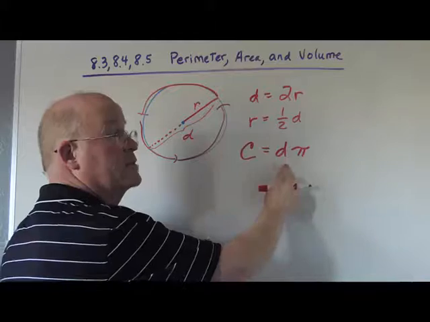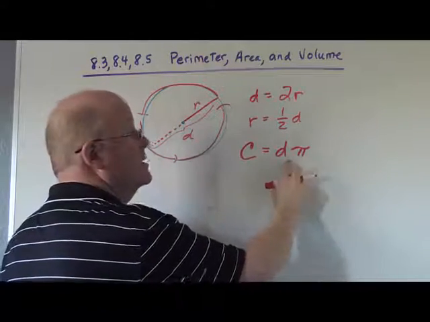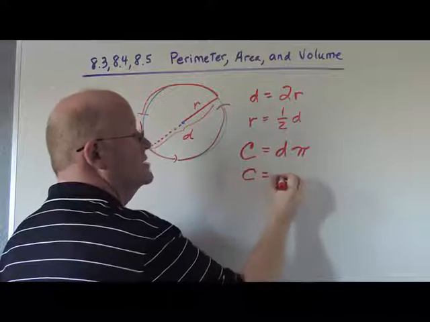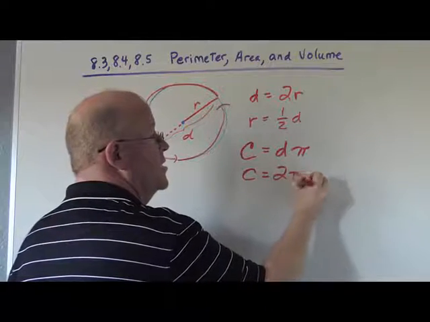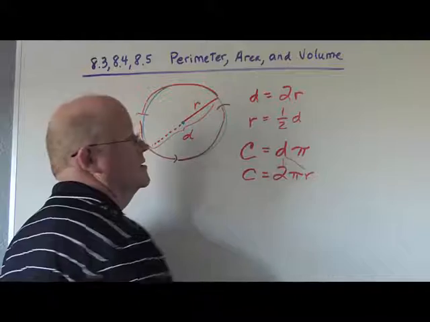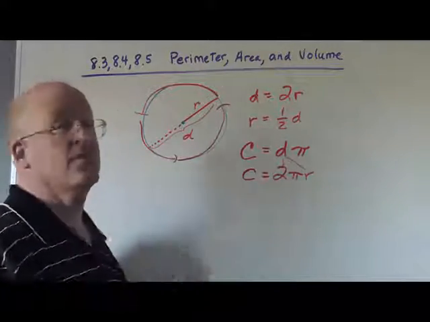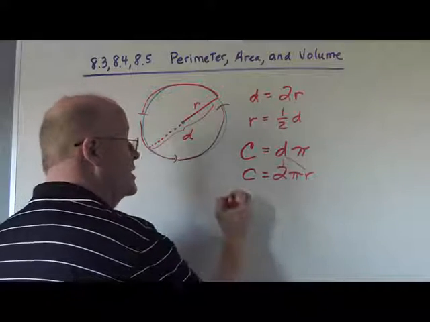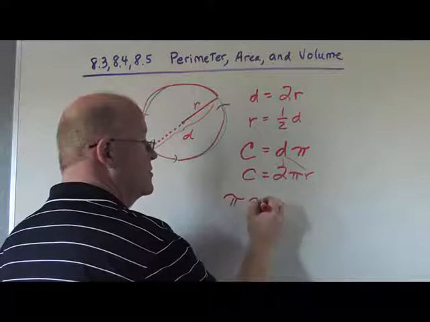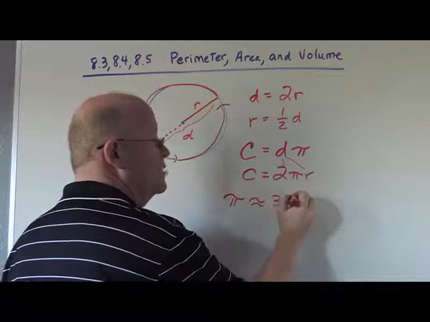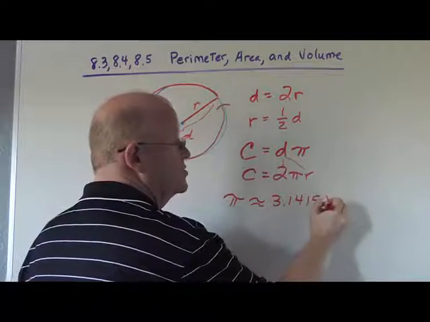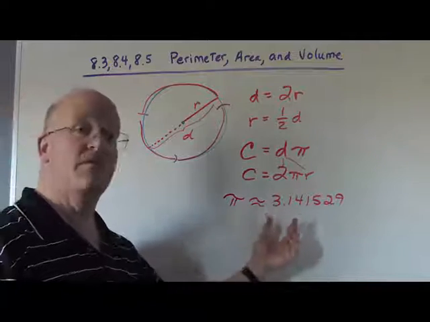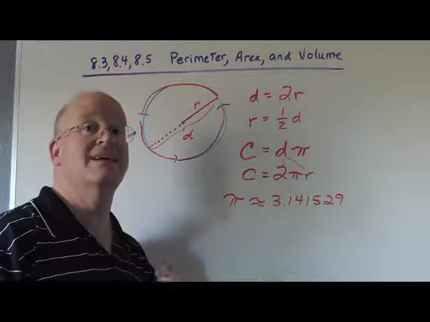Some people, instead of using diameter times pi, replace the diameter with 2r, and they say the circumference is 2 pi r, where the 2 and the r become the diameter. Either one of these formulas is valid for the circumference. Pi is an irrational number, approximately 3.141529, and keeps on going forever. Most people think of it as 3.14, but it isn't.